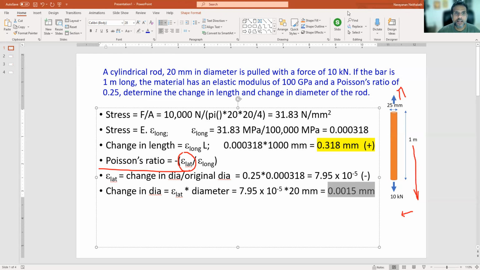this load. Since the force is tensile, the length will increase and the diameter will decrease. Therefore, this would be a reduction in diameter. I will just put in a minus sign there just to make sure that it is a reduction in diameter. So I hope it's clear to all of you. Okay, so this is a very simple problem. Now let's do another problem.